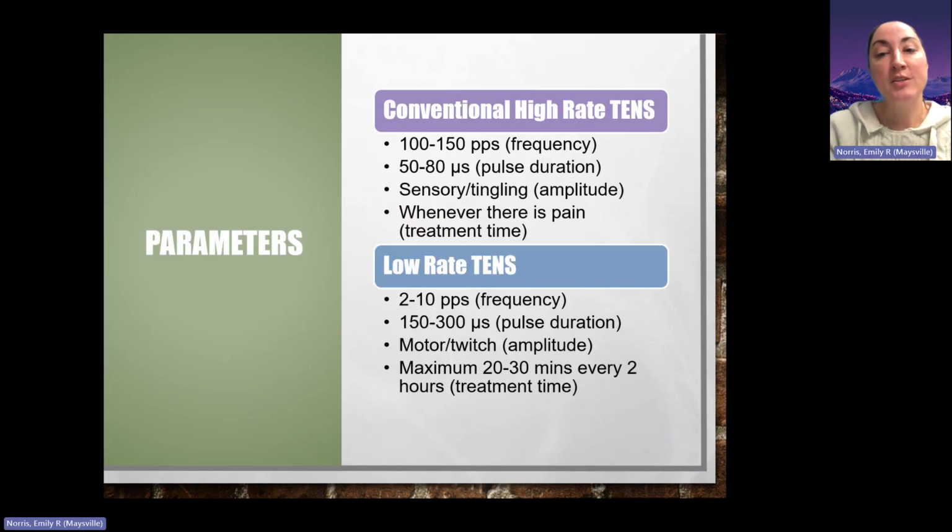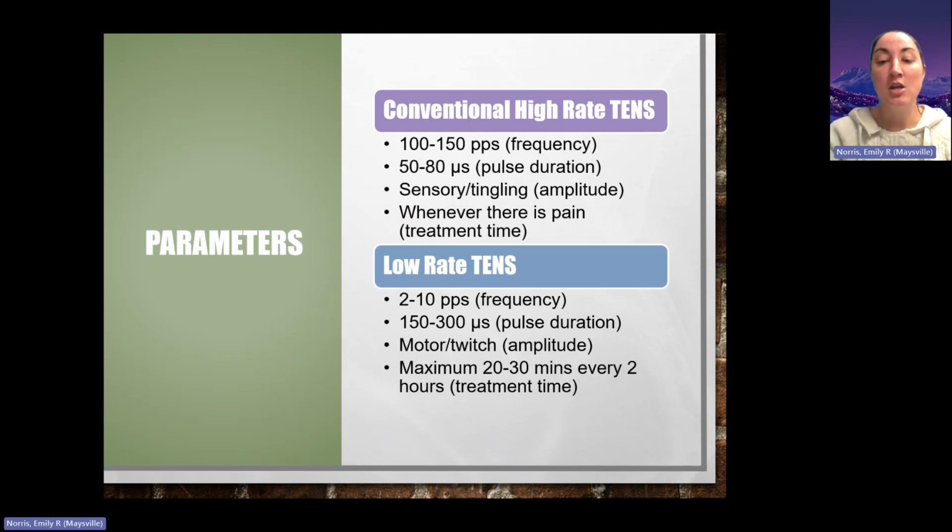Our parameters with conventional or high rate TENS, you want to have 100 to 150 pulses per second as the frequency, 50 to 80 microseconds as the pulse duration. And the amplitude, you want it to be high enough for them to feel something, especially a tingling, but not high enough to create any type of pain or muscle twitch. And with this type of TENS, you can use it as long as you want, but the benefits only last while it's on.